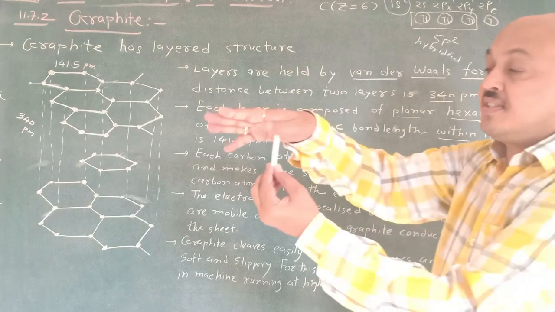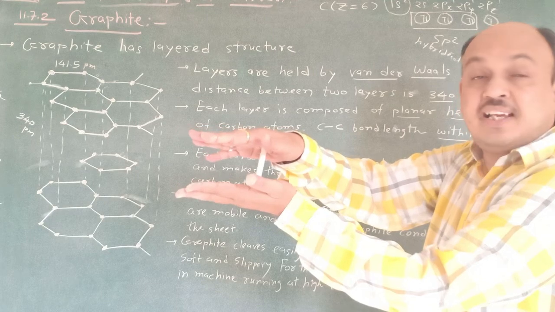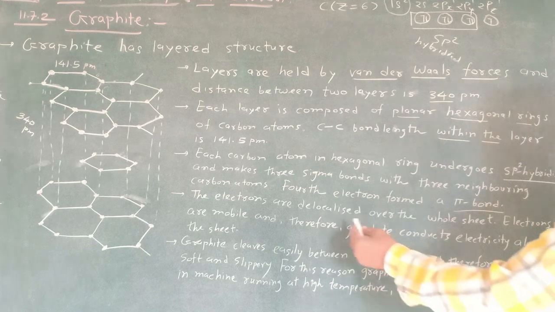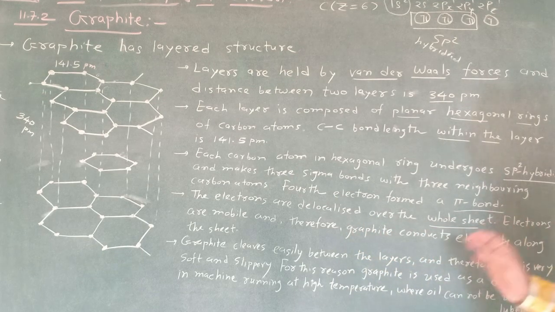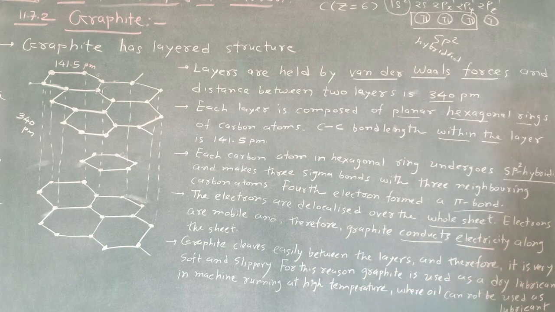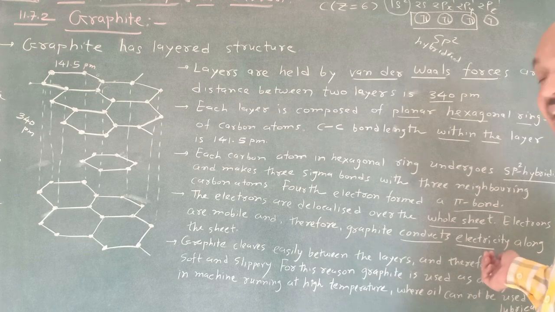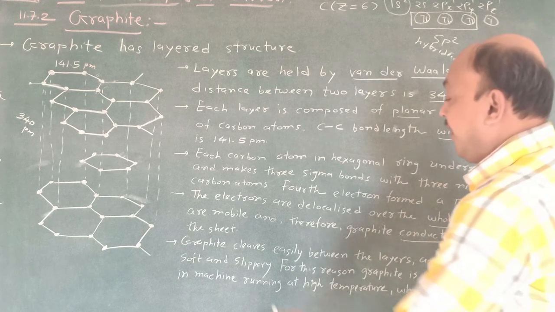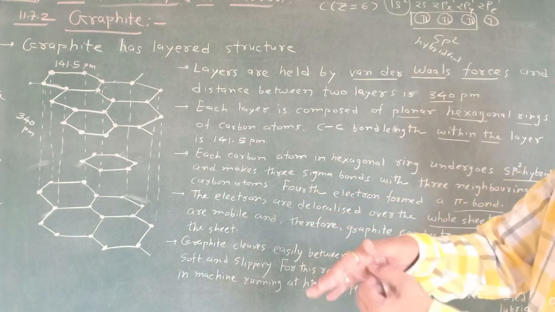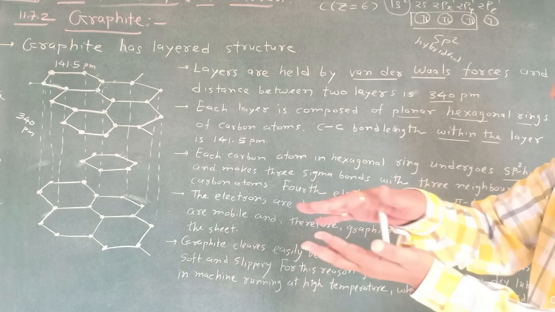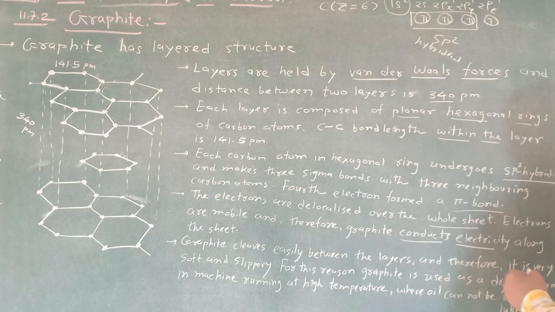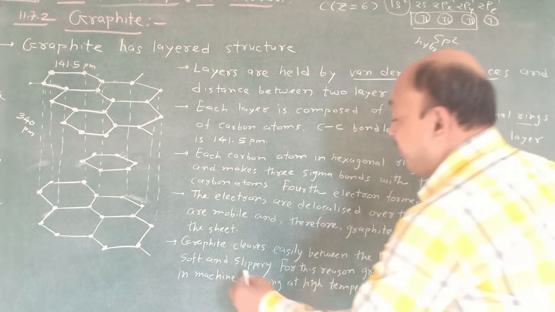That means suppose we consider this sheet number 1 and this sheet number 2, or say layers, this is considered a sheet. So due to that they are just moving, delocalized over the whole sheet. Electrons are mobile, they are moving, and therefore graphite conducts electricity along the sheet. Graphite cleaves easily. Due to that, graphite becomes soft, and due to that they move from layer to layer, and that's why graphite cleaves easily between the layers, and therefore it is very soft and slippery.